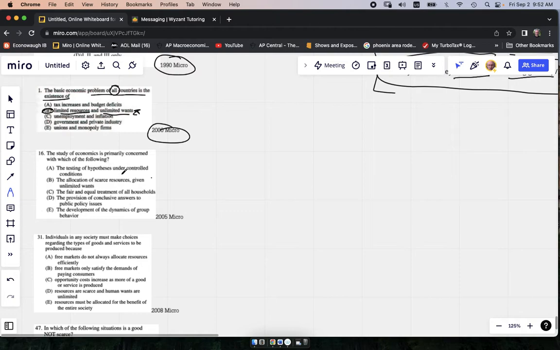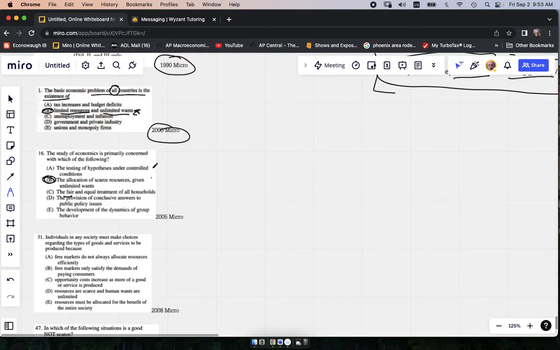The study of economics is primarily concerned by which of the following? Testing of hypotheses under controlled conditions, allocation of scarce resources given unlimited wants. I'm just going to circle it now. The fair and equal treatment of households. Nobody can come up with a definition of fair. The provision of conclusive answers to public policy.